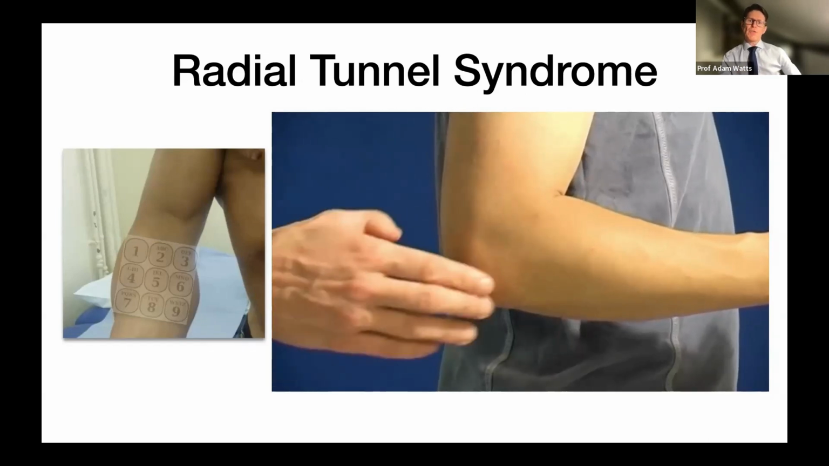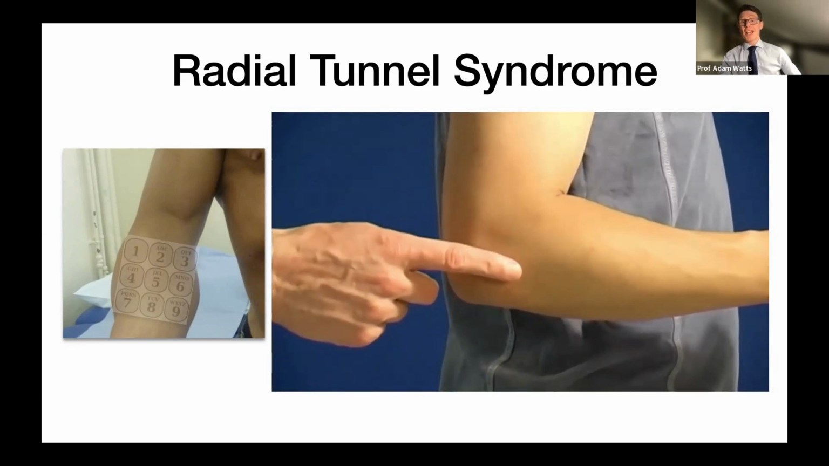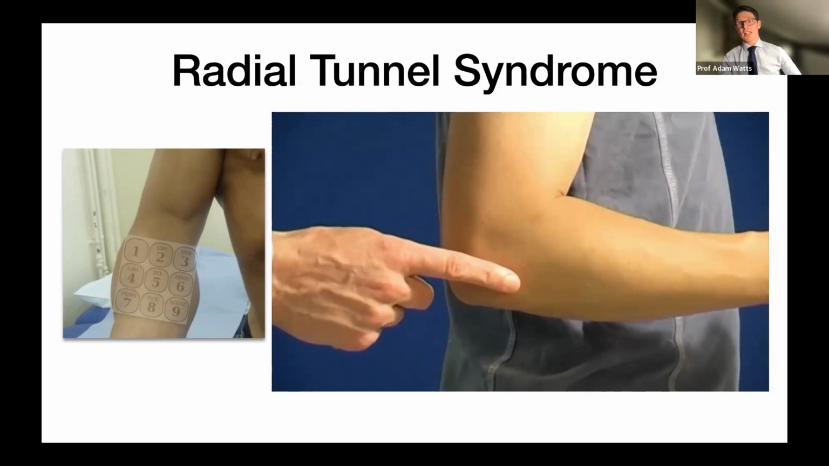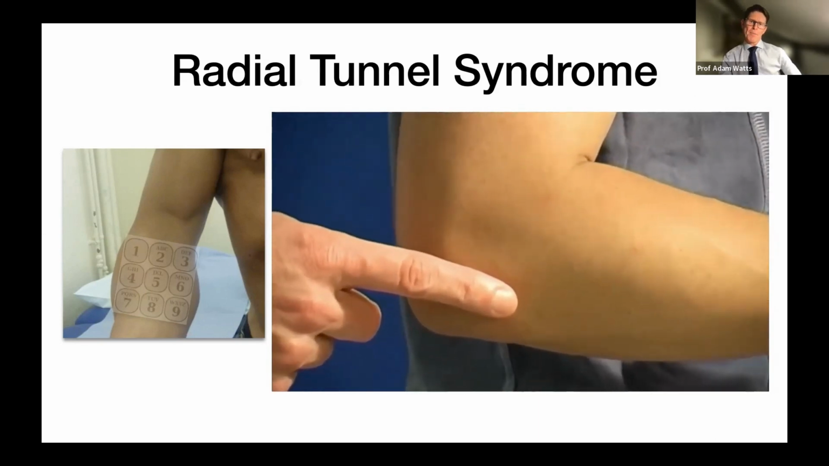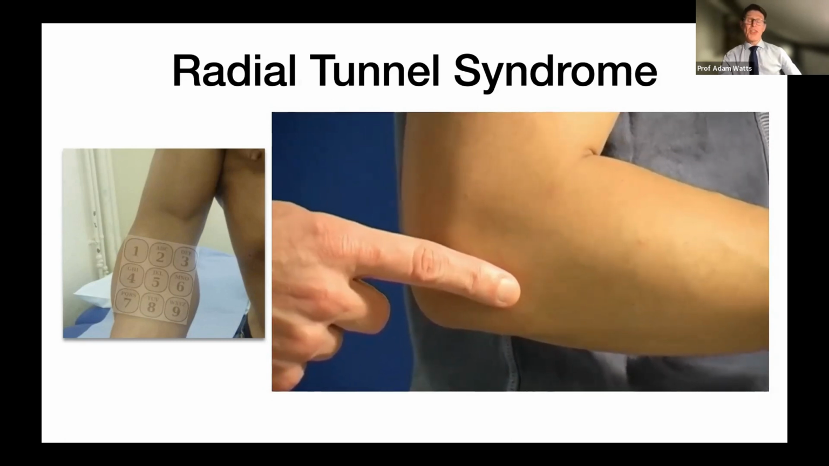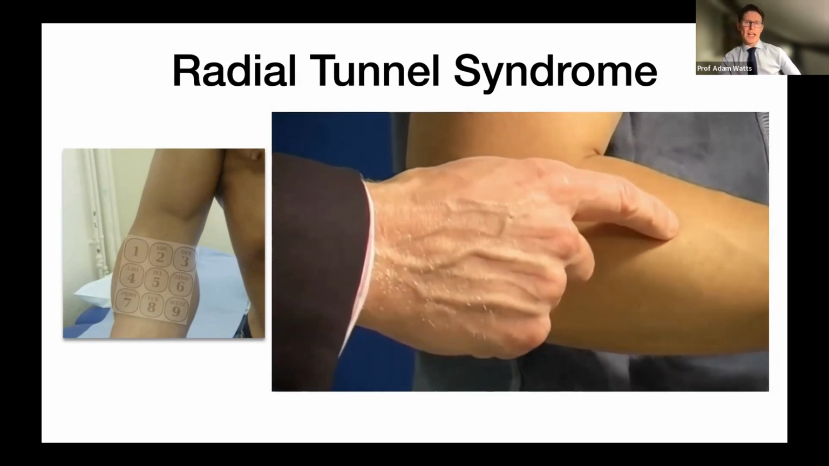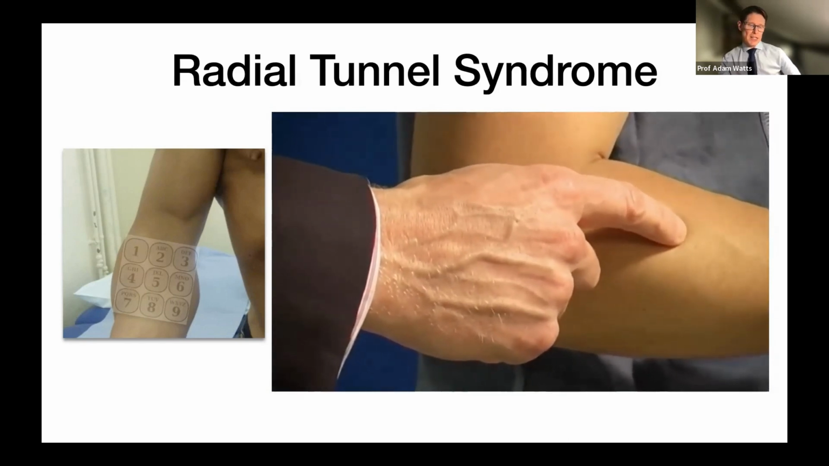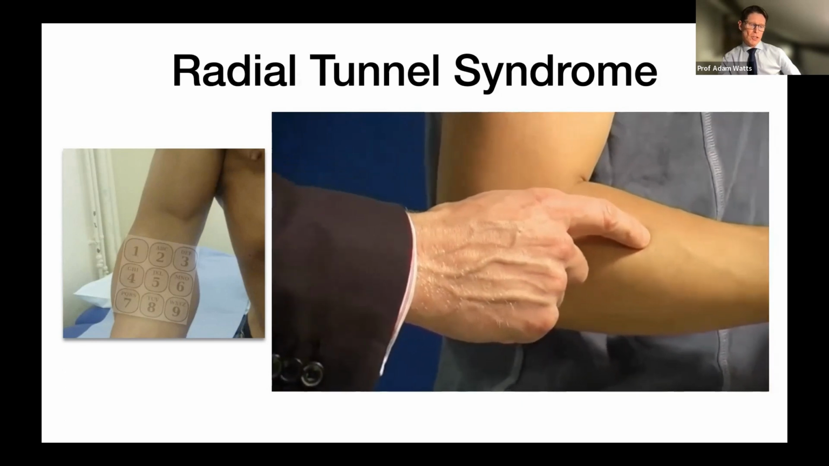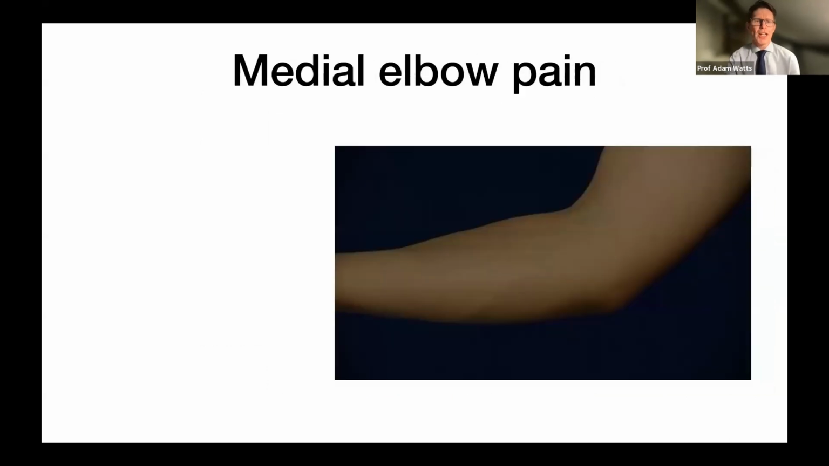But if there's no tenderness over the lateral epicondyle, but there is tenderness 4 centimeters distally and a bit more anteriorly over the radial tunnel, then they may have radial tunnel syndrome, assuming all other investigations are normal and you've excluded all other pathology. A diagnostic ultrasound-guided injection can be helpful if you are considering that diagnosis.